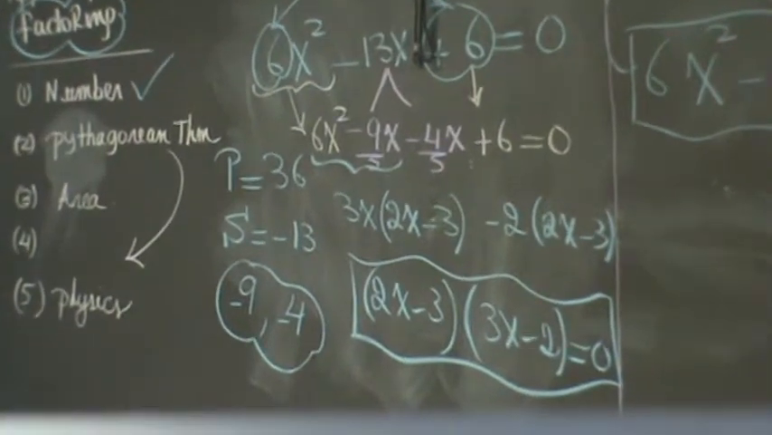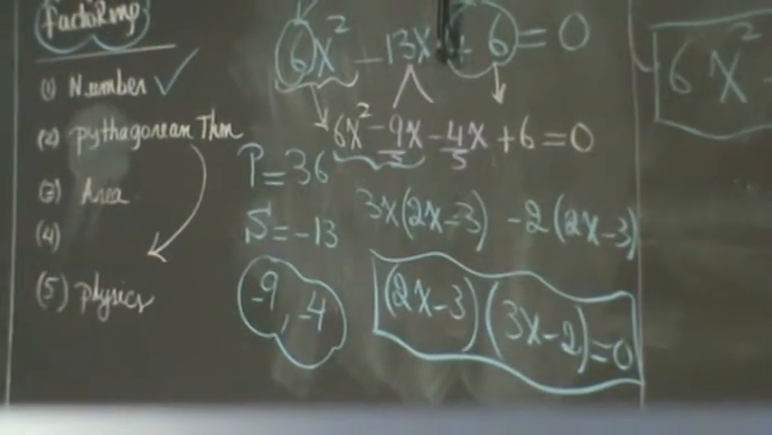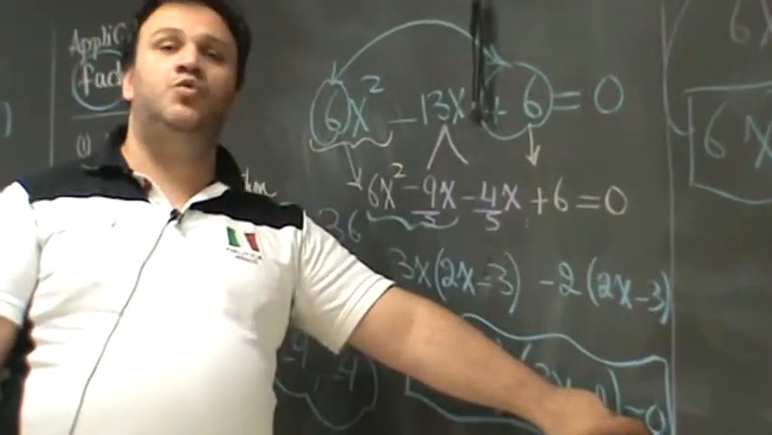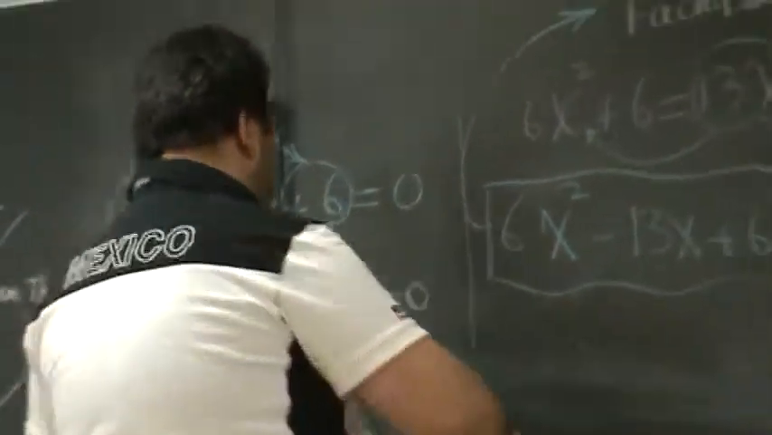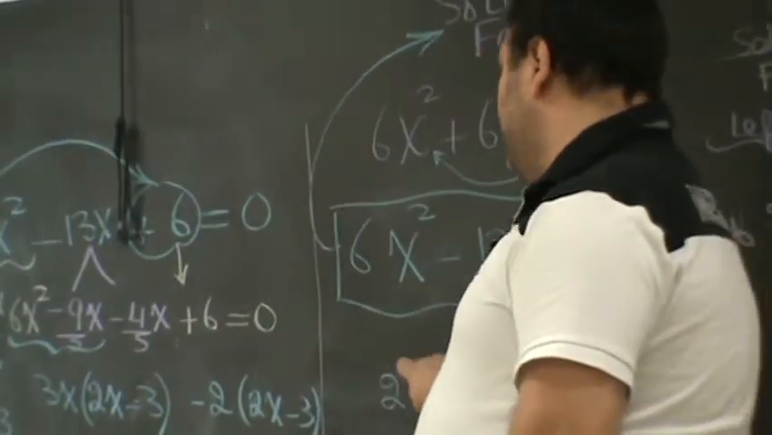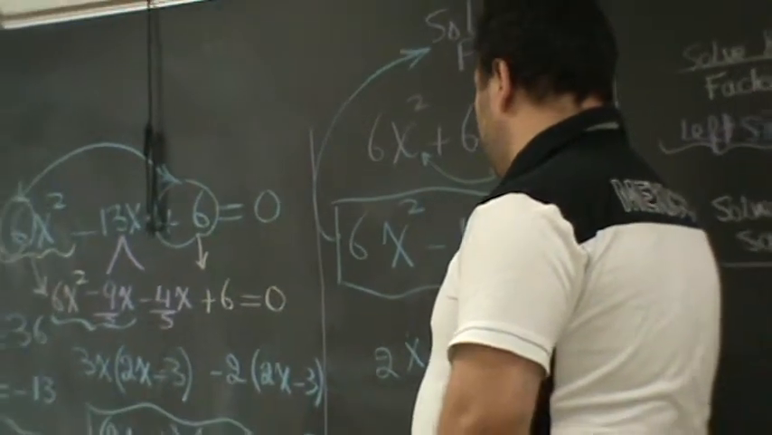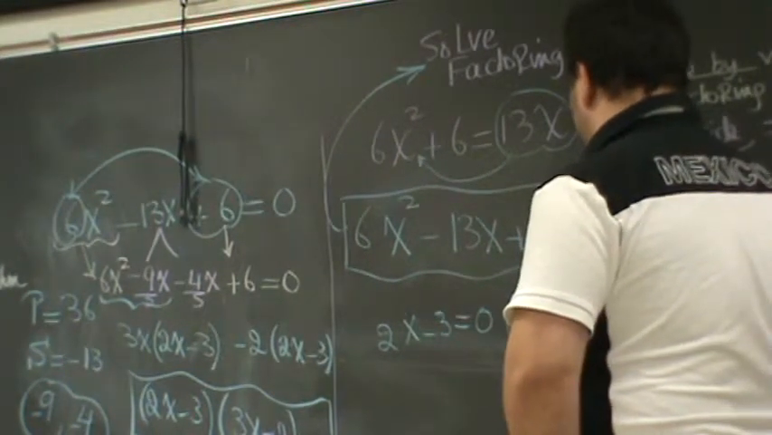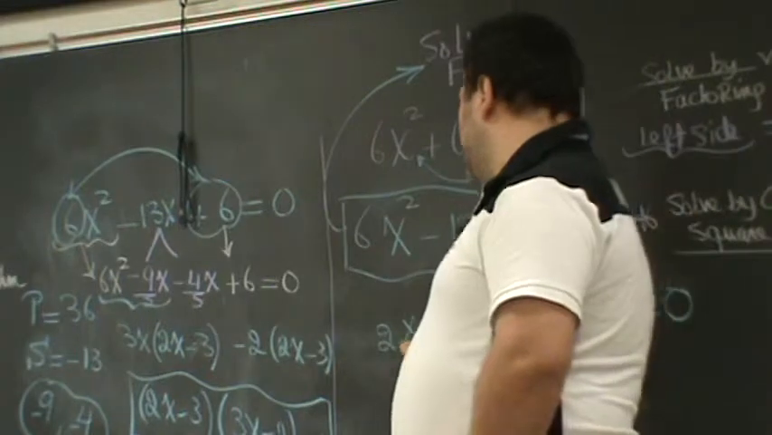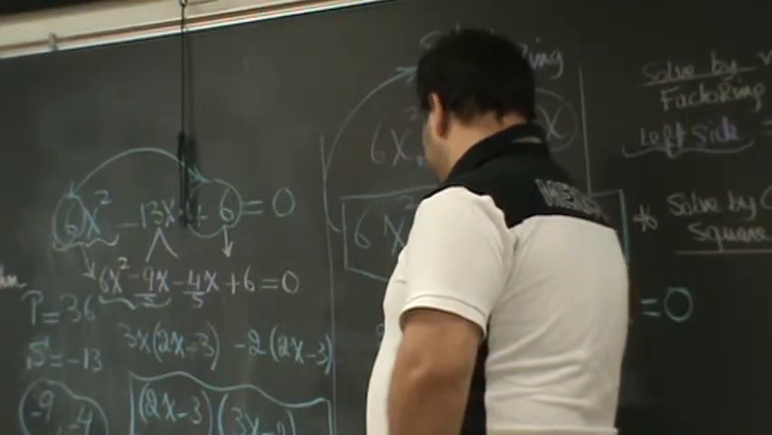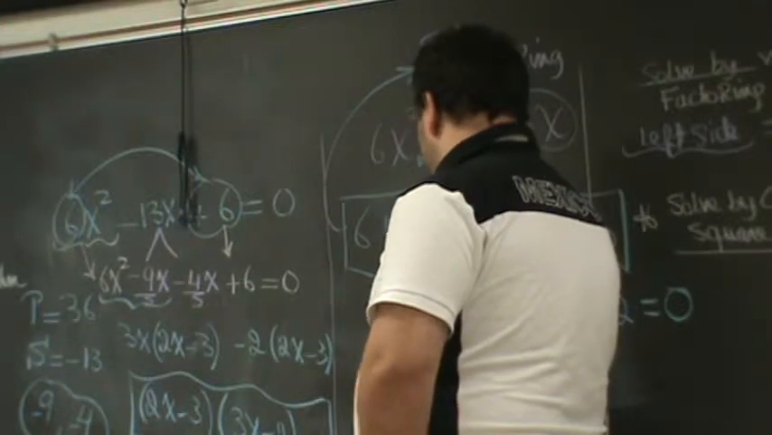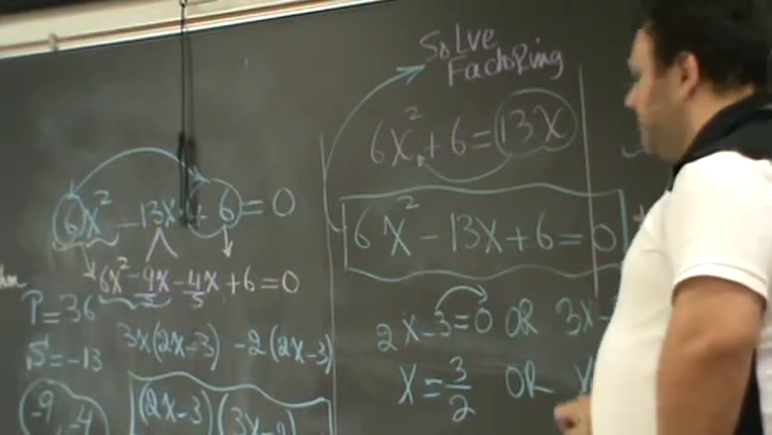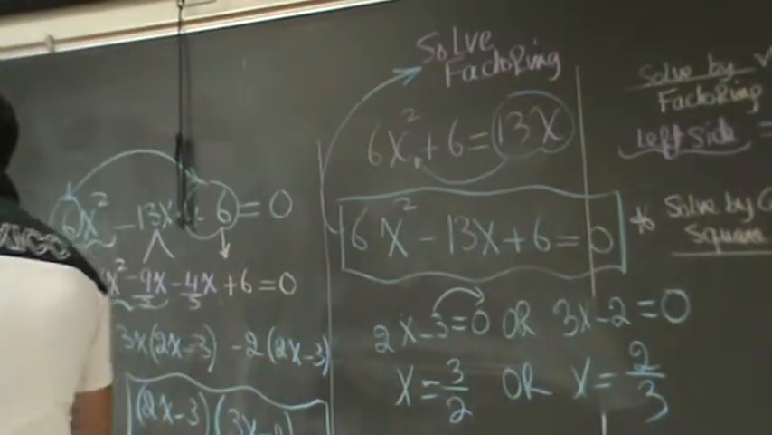So what do I do after I factor? Set each factor equal to 0, and solve, right? And why am I allowed to do that? Because the right side is equal to 0. So, let's continue. That means 2x minus 3 as the first factor equal to 0, or 3x minus 2 as the second factor equal to 0. Well, what does that mean? X by itself equal to 3 over 2, or x equal to 2 over 3.